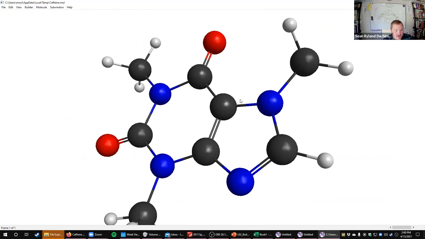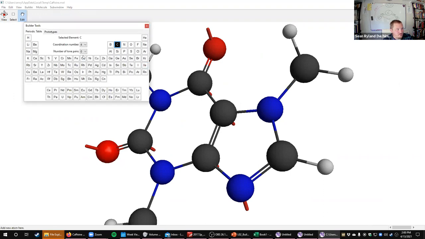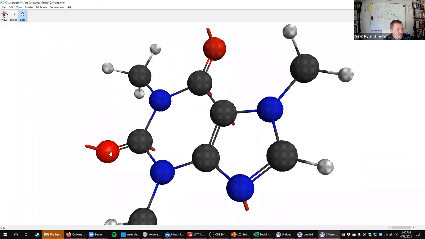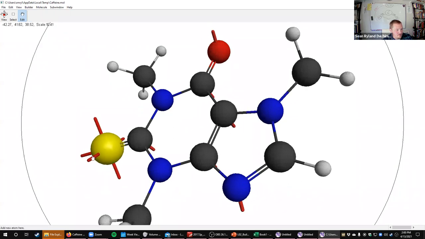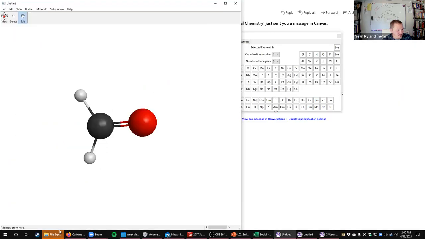And now we can do things like, okay, well, what if I wanted to change this oxygen to a sulfur? Well, you can, as long as you come up here and make sure that you're in edit mode, you can right click on any of these and change them to whatever you want. You can pick whatever atom you want. You say, okay, change this to a sulfur. And now when you click and drag and rotate it around, we've got a sulfur attached here instead of an oxygen.